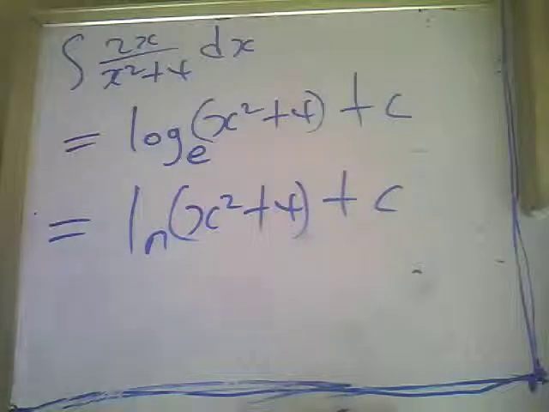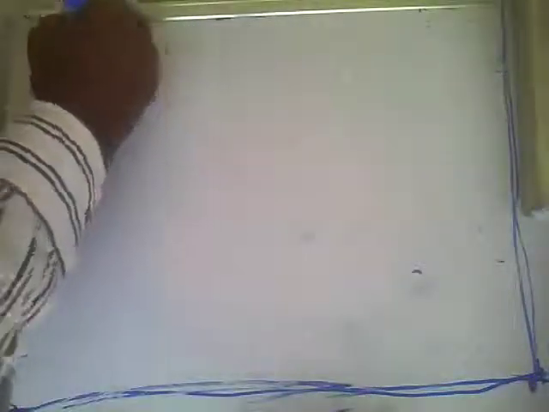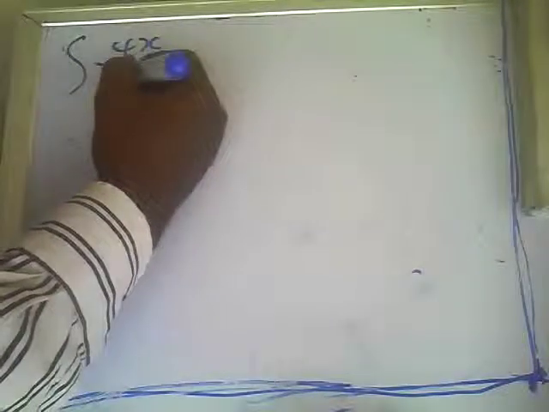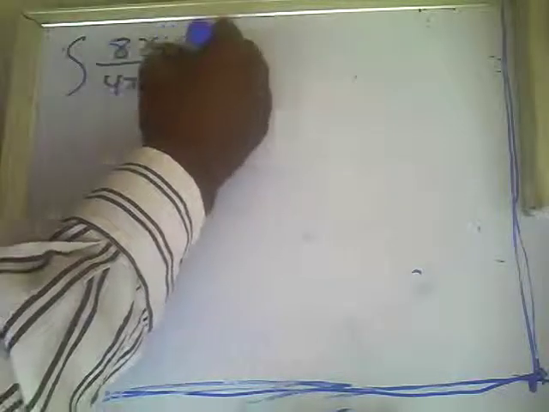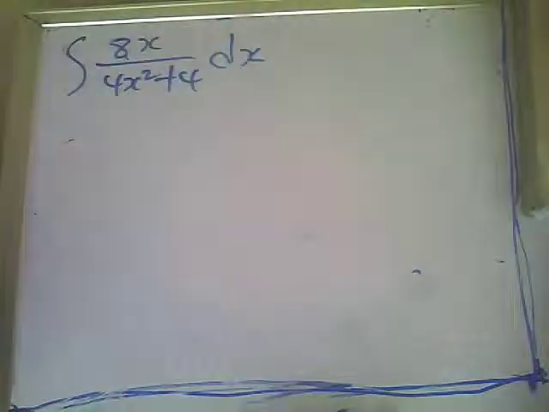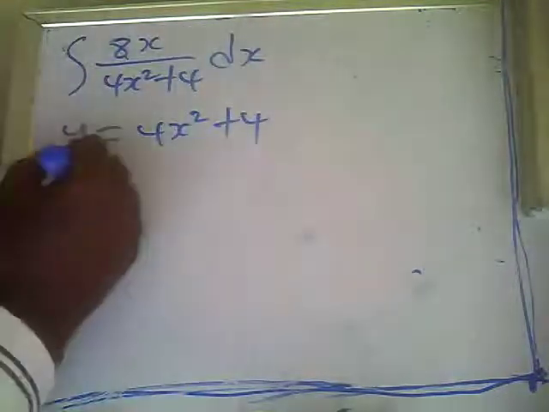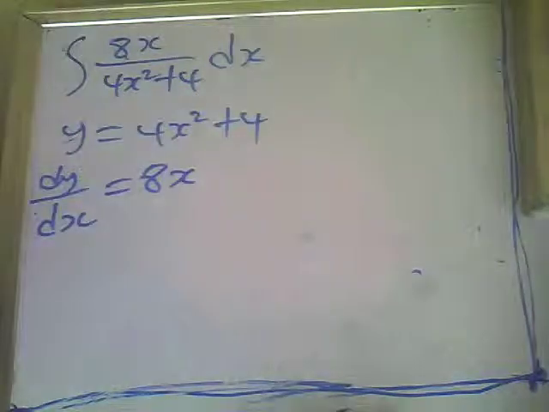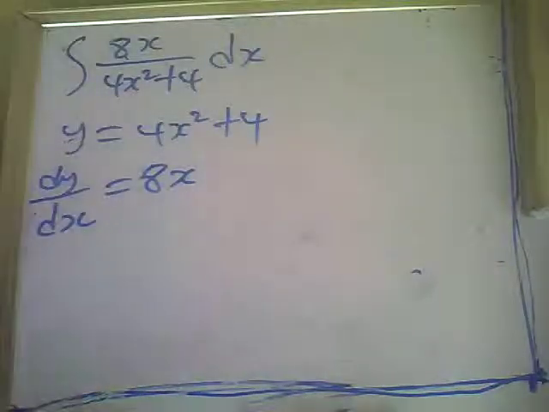Okay, let's take another example that you may also like. When we have to integrate 8x over 4x squared plus 4 dx, look at the denominator: 4x squared plus 4. When you differentiate that, you are going to have 8x plus 0, which is 8x. So you can see directly that the denominator, when differentiated, gives us the numerator. So the law can be easily applied.